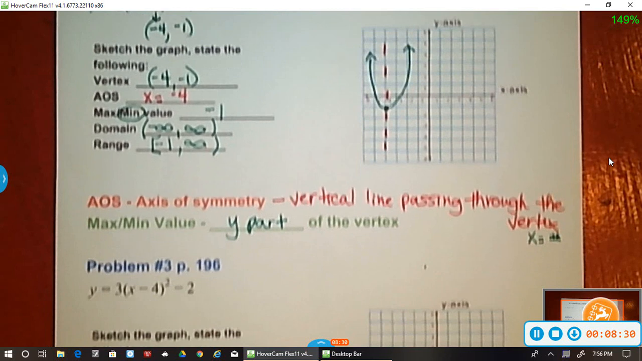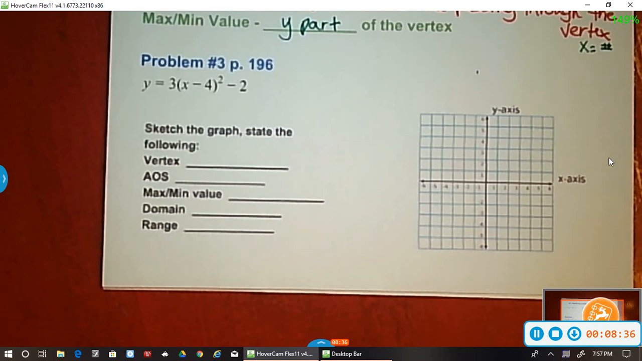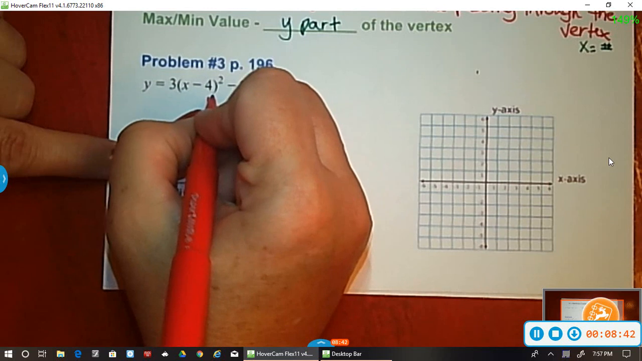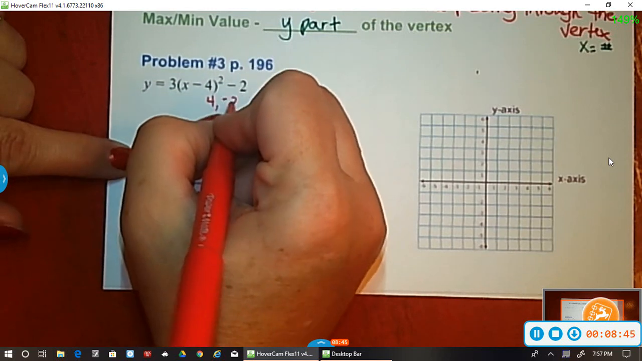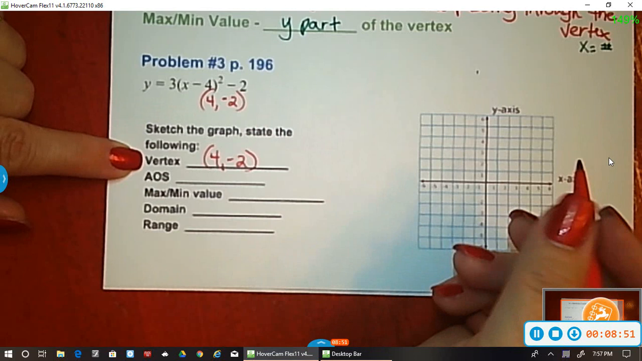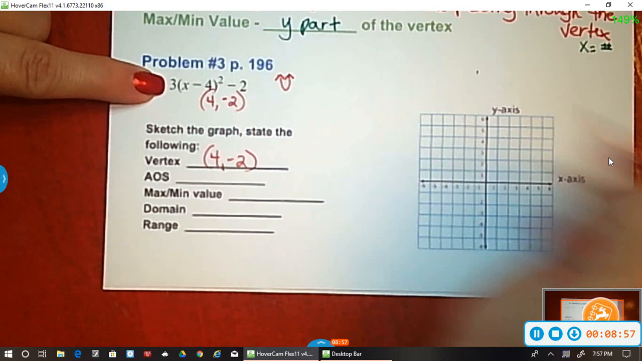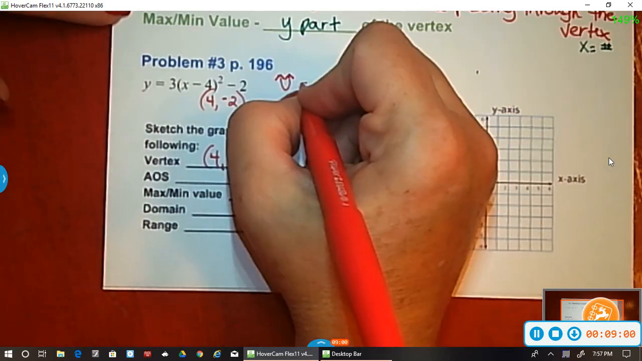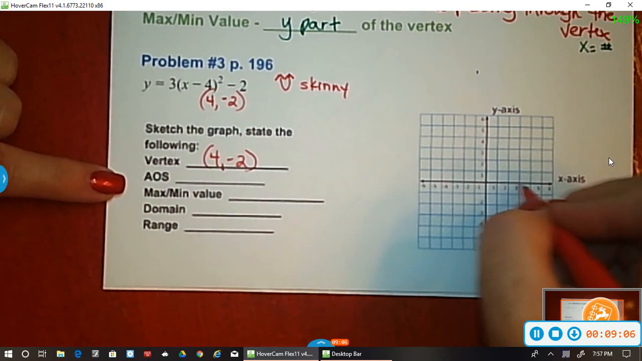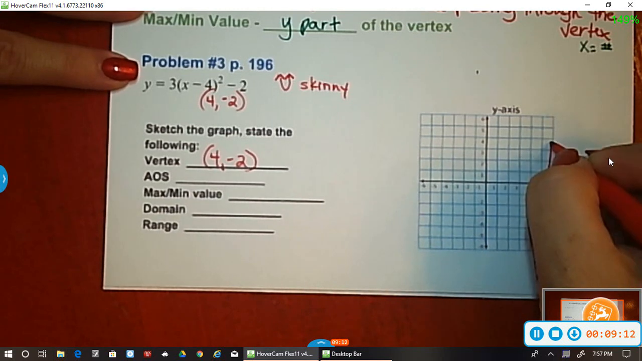All right, for the next example. Okay, we're going to start with the vertex. We're going to do the opposite of this number, the same of the number outside. So my vertex is 4, -2. I know because this is positive, it's going to open up like this. Because that number is larger than 1, it's going to be skinny. So now, if I go ahead and sketch this, 4, -2, opening up and kind of skinny.